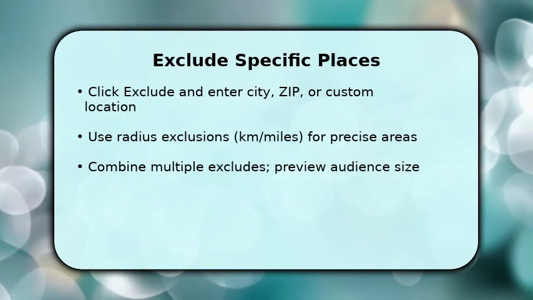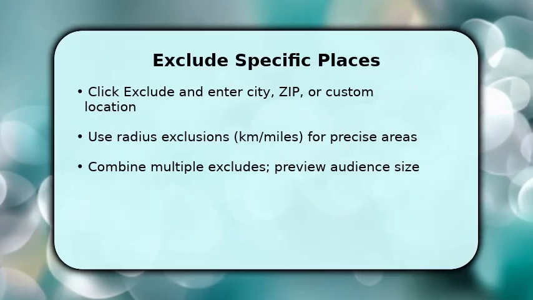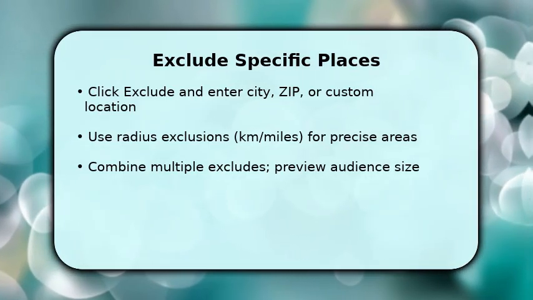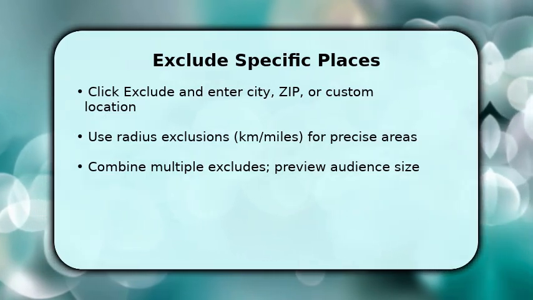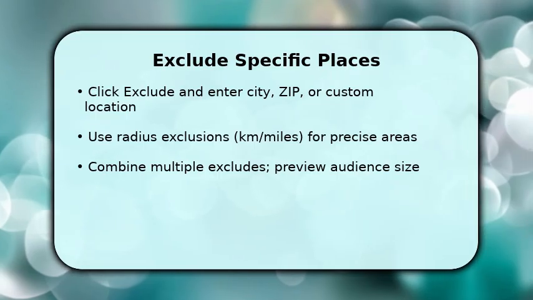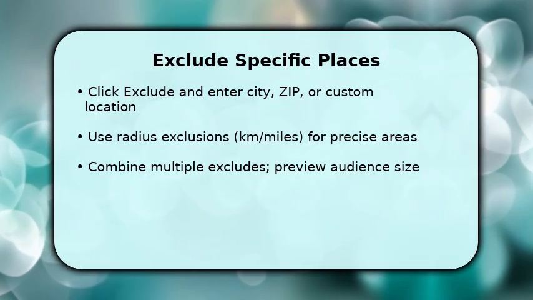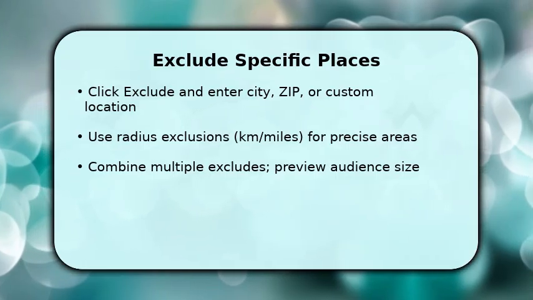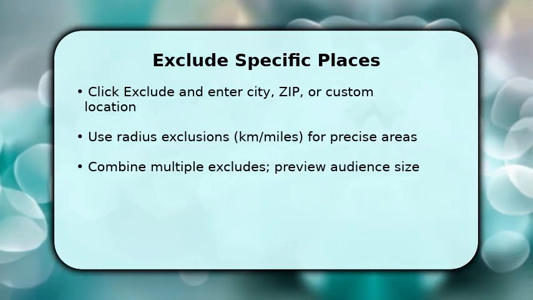Now remove unwanted areas. Click the Exclude button in Locations and type the place names, ZIP codes, or drop a pin for a custom area. You can change the radius to kilometers or miles for tighter control. Smaller radii reduce accidental overlap. Repeat to add multiple excludes and watch the estimated audience size update on the right. This helps you balance reach.